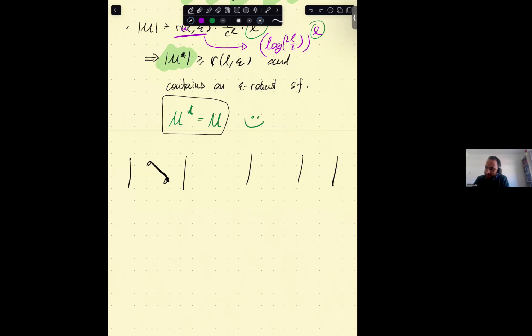Let's find this robust sunflower. What's going to happen? Well, you're going to find, okay, this has an epsilon robust sunflower.